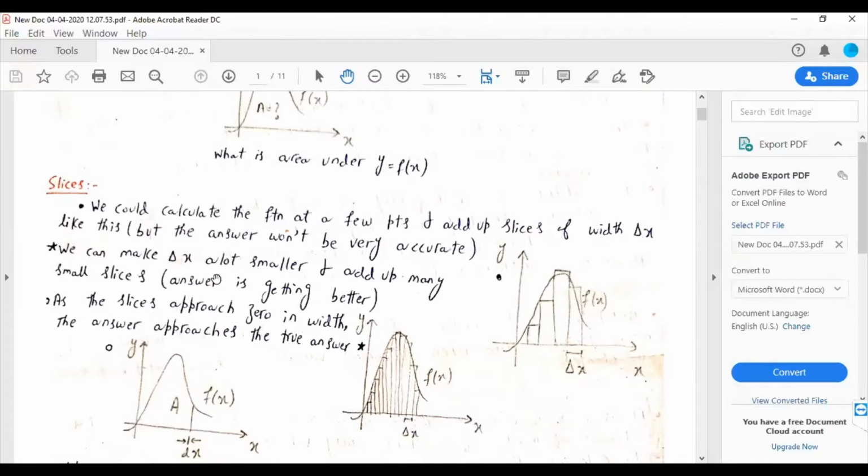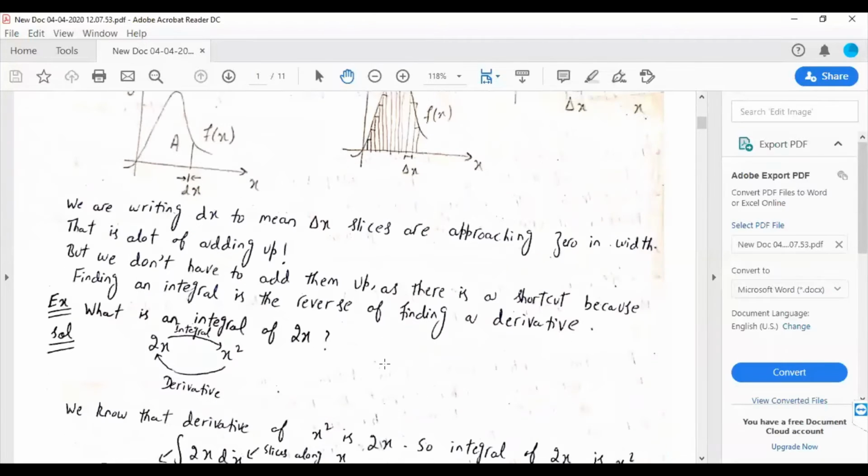So we can make delta x a lot smaller and add up many small slices to get a better answer. As the slices approach zero in width, the answer approaches the true answer. When we write dx, that means delta x, where the slices are approaching zero in width. This is a lot of adding up.